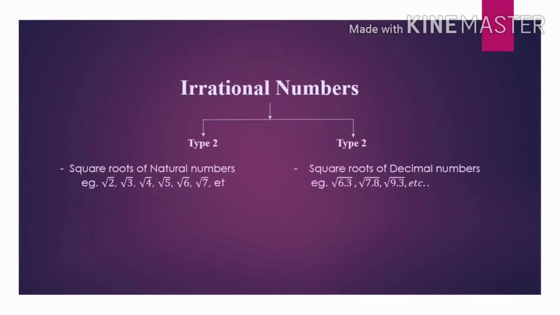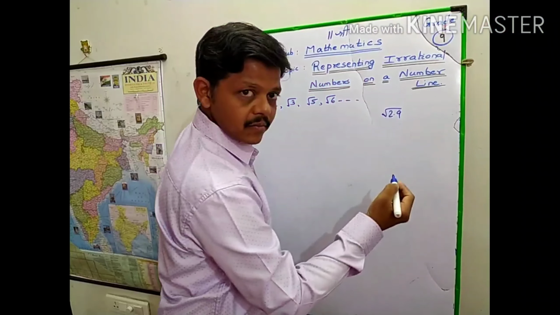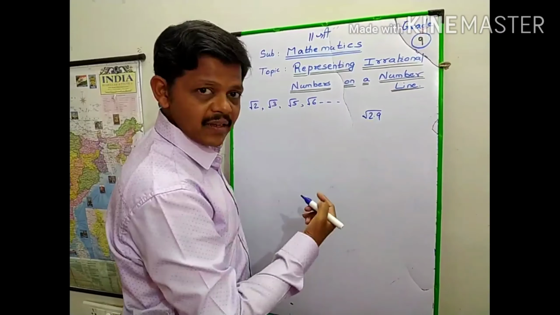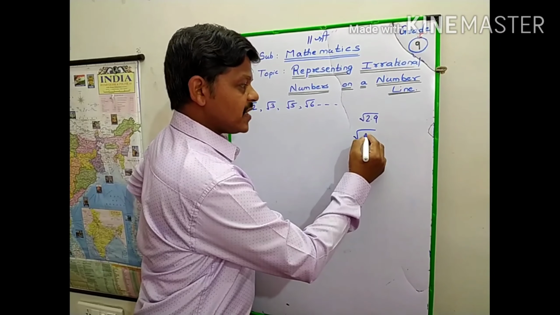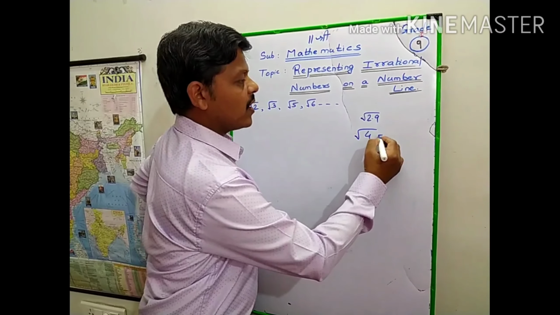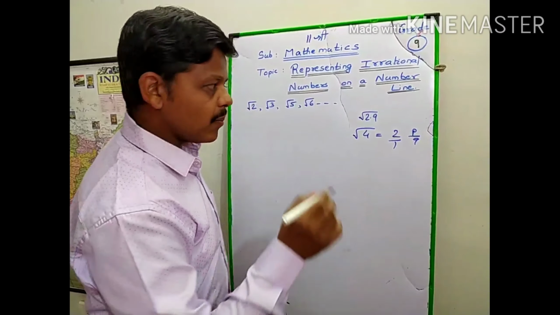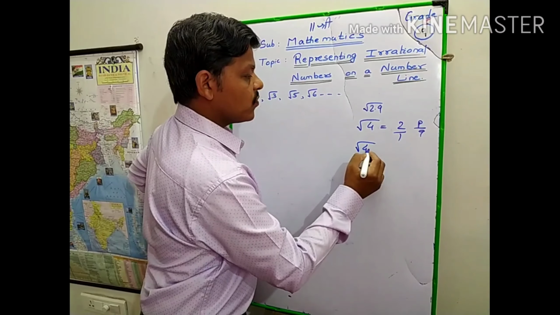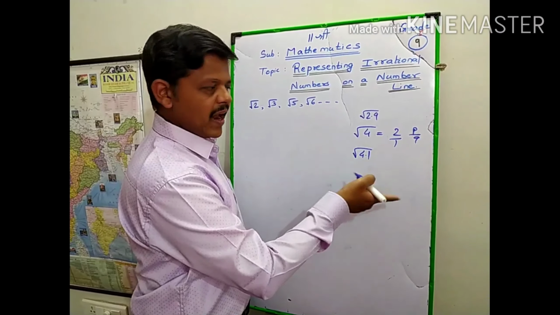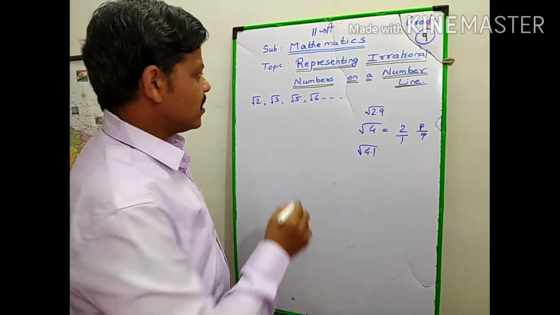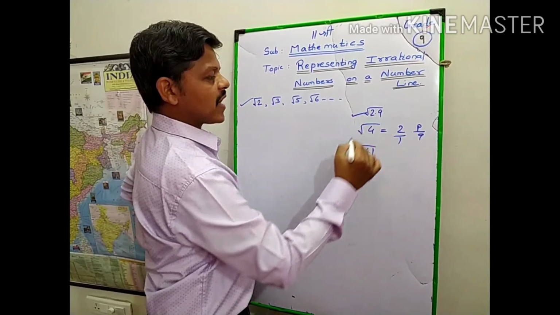And apart from these, there are two types of irrational numbers. These are irrationals and square roots of decimals. For example, square root of 2.9, not a perfect square, hence it is an irrational number. See, root of 4. 4 is a perfect square. Root of 4 was 2, hence it was p upon q, 2 upon 1, a rational number. But root of 4.1, not a perfect square, and hence its square root becomes irrational. So either these kind of numbers or these kind of numbers.